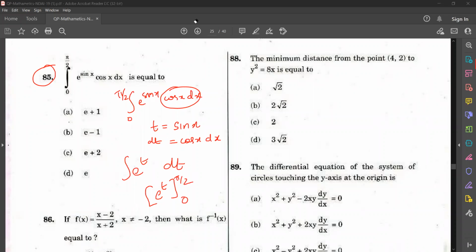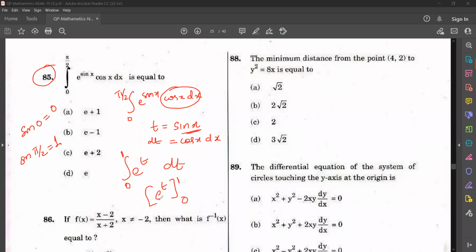When you substitute, we have to change the limit also. So 0 to pi by 2. So if x is 0, sine 0, that is 0. So t will become 0 itself. Then when x is pi by 2, sine pi by 2, that is 1, isn't it? So 0 to 1. So this limit will become integral 0 to 1.